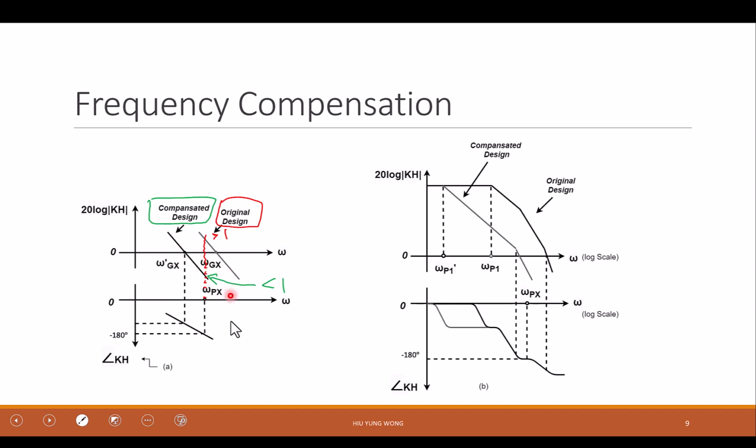But is this possible? Can you think about this? Basically, what I'm saying is that now I reduce my gain, but at the same time, I keep the phase unchanged. Can you think about what are the possibilities? How can I do something to my amplifier so that the gain is reduced, the gain crossover is reduced, but the phase crossover is not changed? Just whatever comes up in your mind.